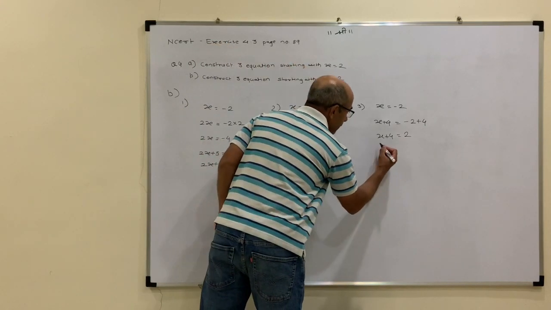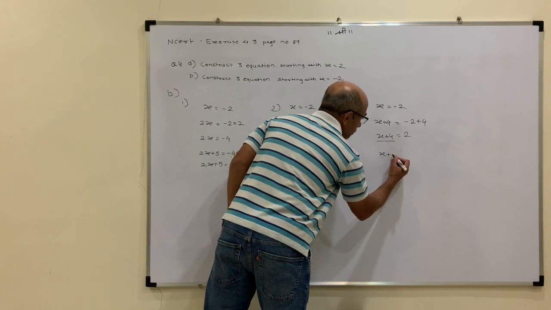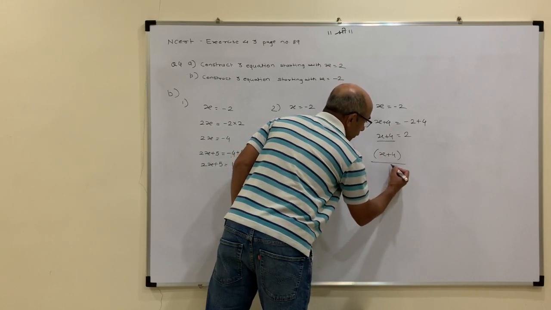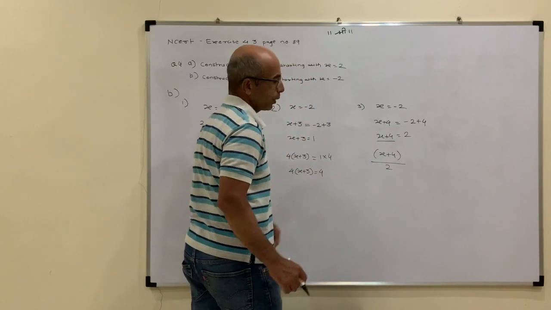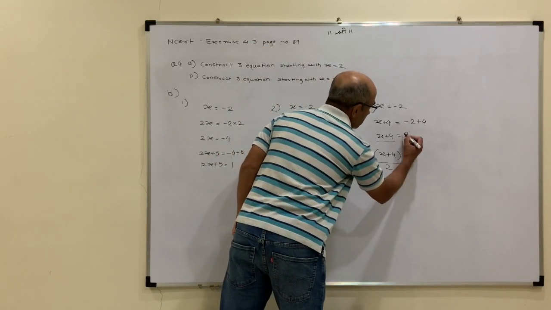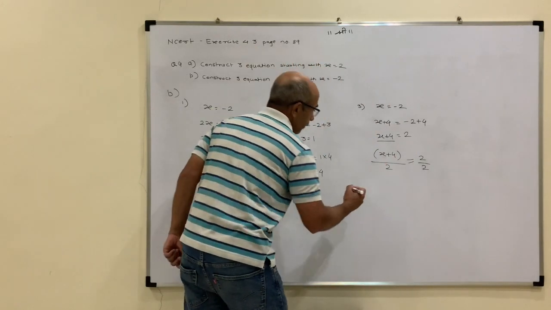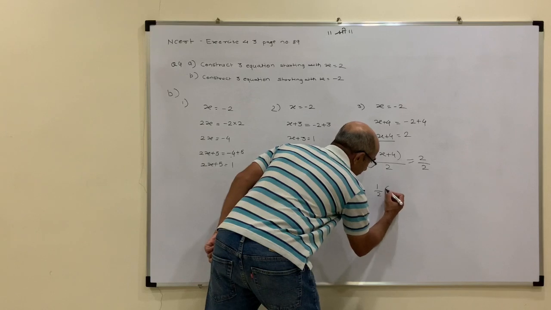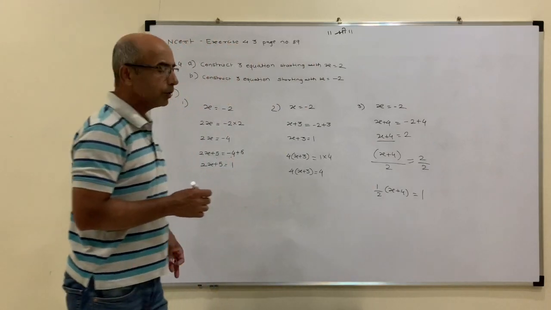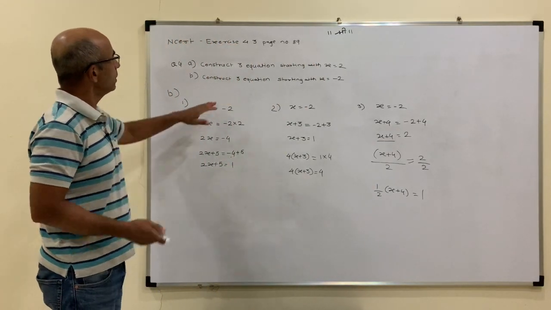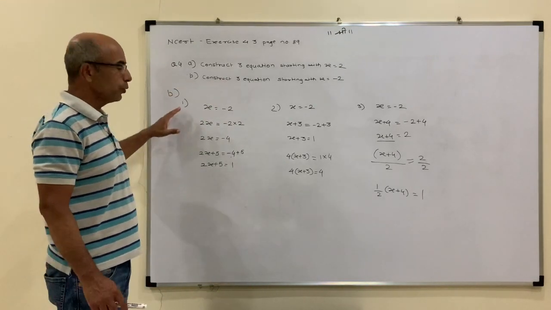Now I am dividing this x plus 4 by 2. So my next step will be x plus 4 divided by 2. Since I am dividing the left hand side by 2, I need to do the same operation on the right hand side, 2 divided by 2. So my equation is half into x plus 4 equals 1. So these are my 3 equations for B, where it says construct 3 equations starting with x equals minus 2.